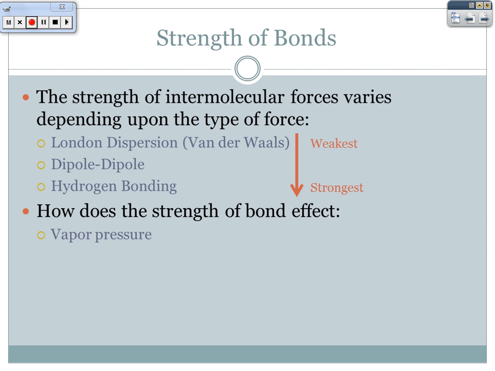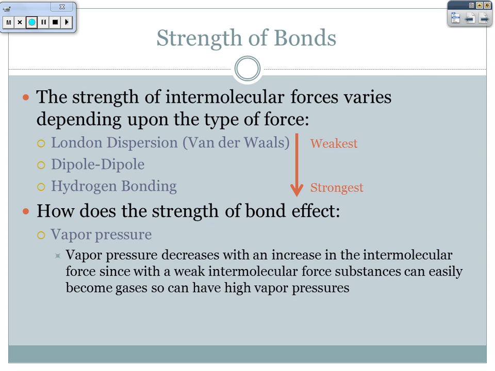Now vapor pressure is a property of gases, and it's the pressure that a gas exerts on the liquid surrounding it. So most gases exist in both a liquid and a gaseous phase, just depending on the temperature. And so when it is in a gaseous phase and a liquid phase, it's the amount of pressure that the gas is exerting on that liquid phase. And so vapor pressure decreases with an increase in the molecular force, since with a weaker intermolecular force, substances can easily become gases, so they would have high vapor pressures, whereas with strong intermolecular forces, it's harder to go into the gaseous phase, so you're not going to have as much vapor or gas present, so you're not going to have as much vapor pressure. So vapor pressure decreases with an increase in molecular force.